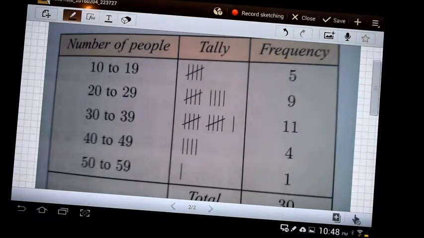What they did was they used ranges. Rather than listing the numbers individually, they did ranges, like 10 to 19. So if you had between 10 and 19 people, you would put the tallies here.